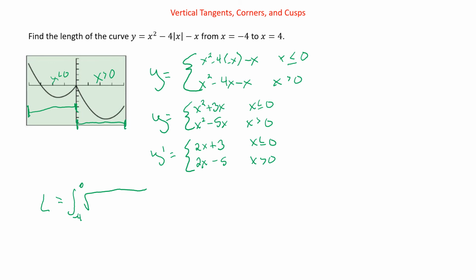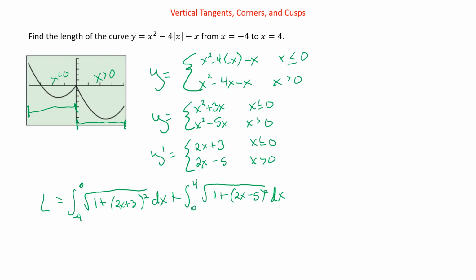To find the arc length, we're going to have to go from negative 4 to 0 using the top one when x is less than 0. So we'll have the integral of the square root of 1 plus the derivative squared, 2x plus 3, dx, and then plus the arc length from 0 to 4, which would be 1 plus 2x minus 5 squared dx. So we just find the arc length of one, and then we find the arc length of the other, and then we're going to add them together.